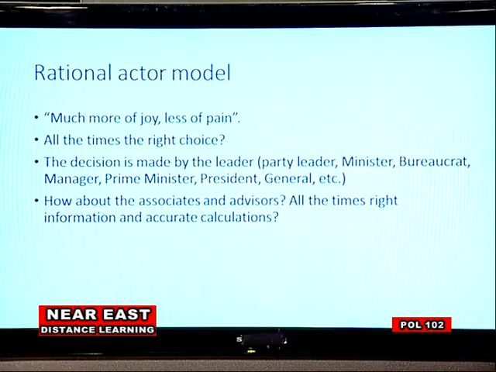In the rational actor model, we consider the leaders as persons who are after much joy and less pain. For whom? For themselves, for their cabinet, for their associates, but also for the electorate and for the nation as a whole. Much joy, less pain. So, they are trying to do the good things. We consider them as persons who are trying to do good things for the total of the nation, voters, electorate. But do they make the right choice all the time?